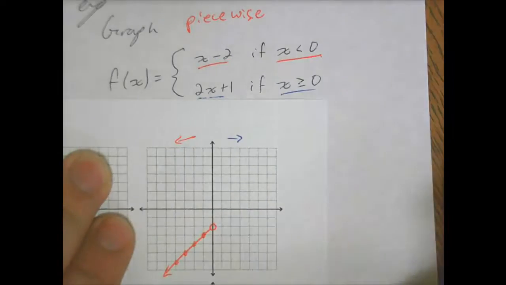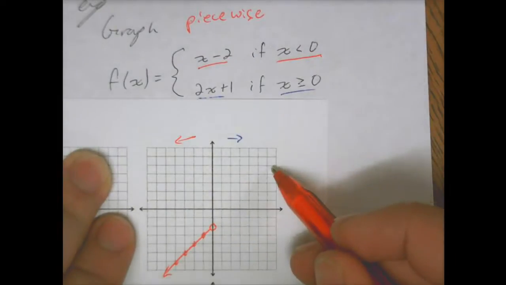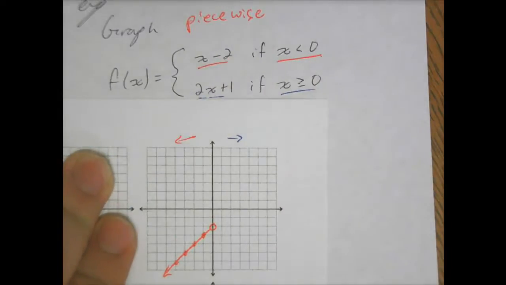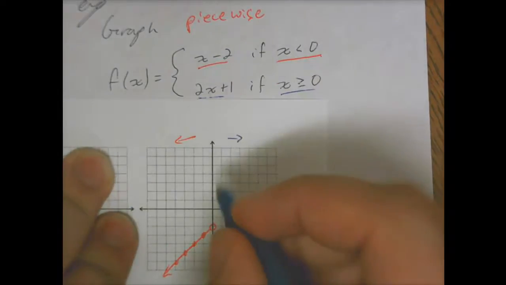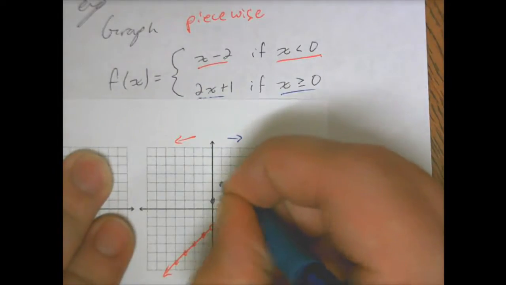And there is that part of the piecewise function, only when it is less than 0. Yes, there would be a part that continues that way, but I chop it off since it is not part of my domain. For the other side of this function, I have 2x plus 1, so I have a y-intercept of 1. Then I go up 2 over 1 to graph it.